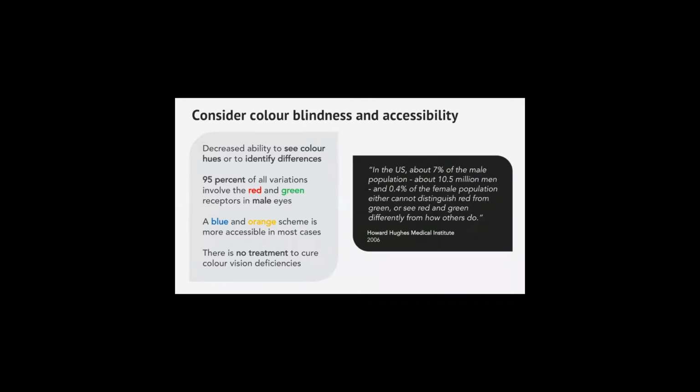According to research by the Howard Hughes Medical Institute, in 2006 in the United States, about 7% of the male population, or about 10 million men, and 0.4% of the female population either couldn't distinguish red from green or saw red and green differently from how other people do. But really, color blindness isn't just what most people talk about. It's the red and green colors and distinguishing them.